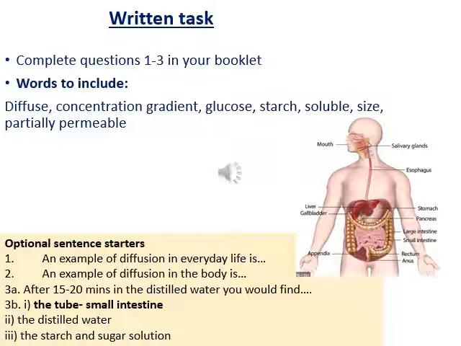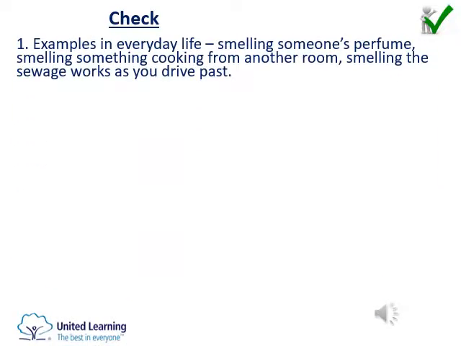We should have attempted these questions by ourselves first, and now you should have a different colour pen in order to correct or add in any detail to your answer. Question number 1 asks you to give examples of diffusion in real life. We talked about this right at the start of the lesson. Smelling someone's perfume, smelling something cooking from another room, smelling the sewage works as you drive past it in the car are all examples of diffusion in everyday life.